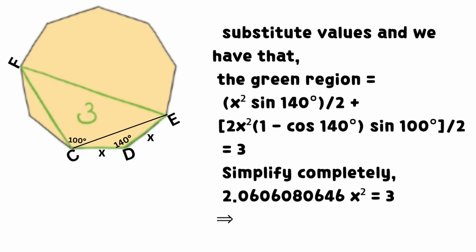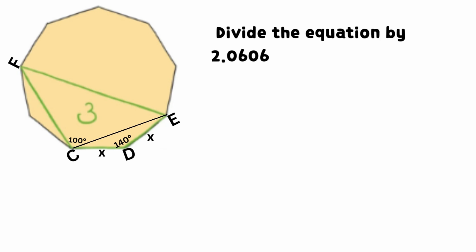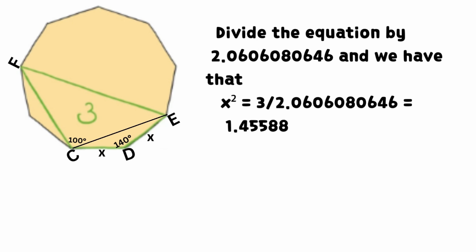Simplify completely this equation and we have that 2.0606080646 times the square of x equals 3. Divide the equation by 2.0606080646 and we have that the square of x equals 3 divided by 2.0606080646, which equals 1.455880937. We call it equation 1.